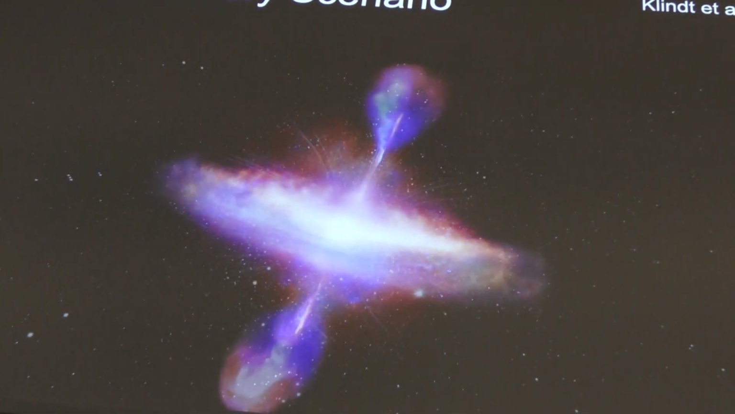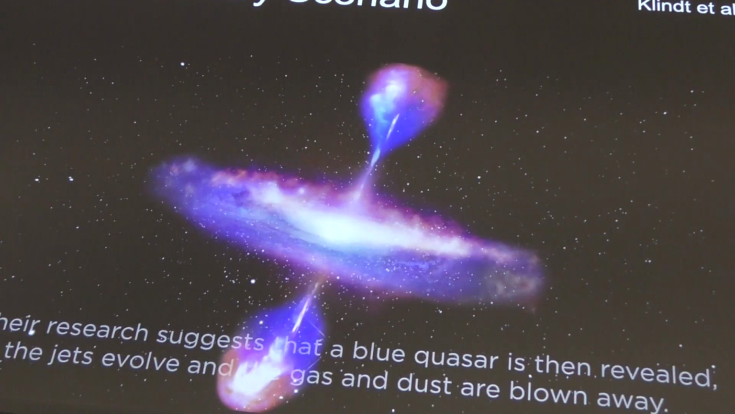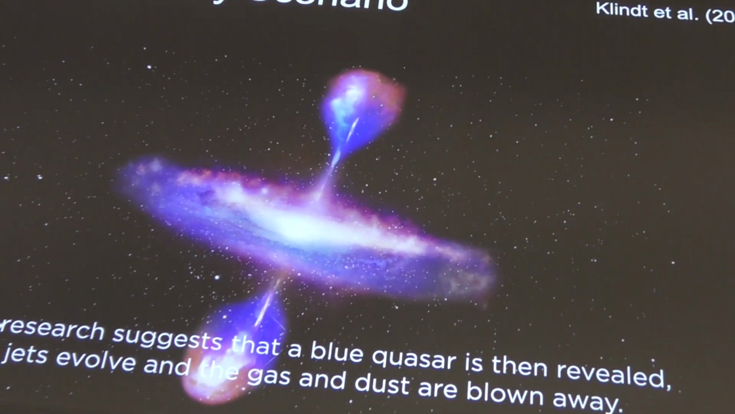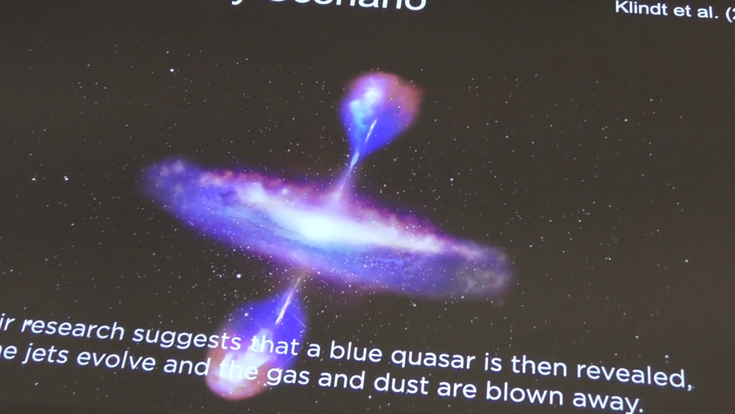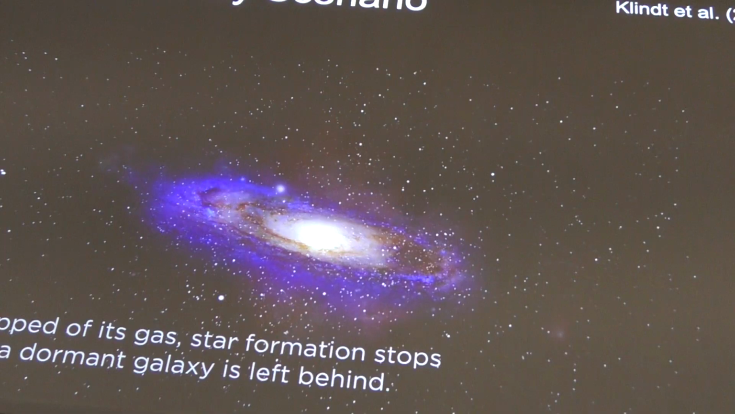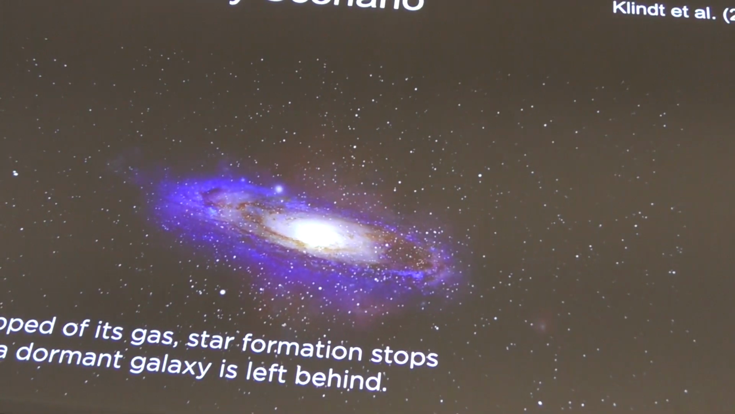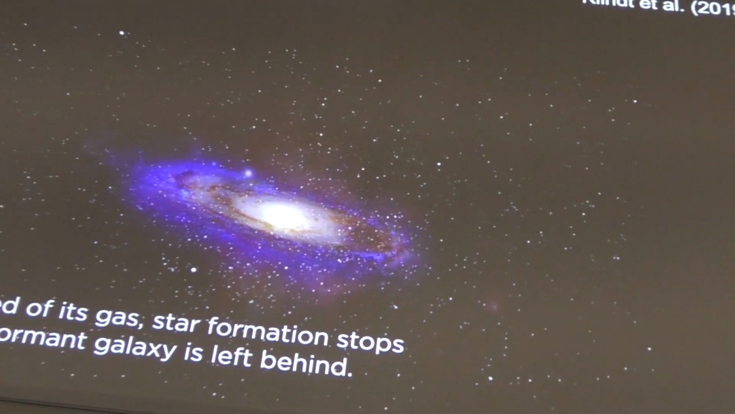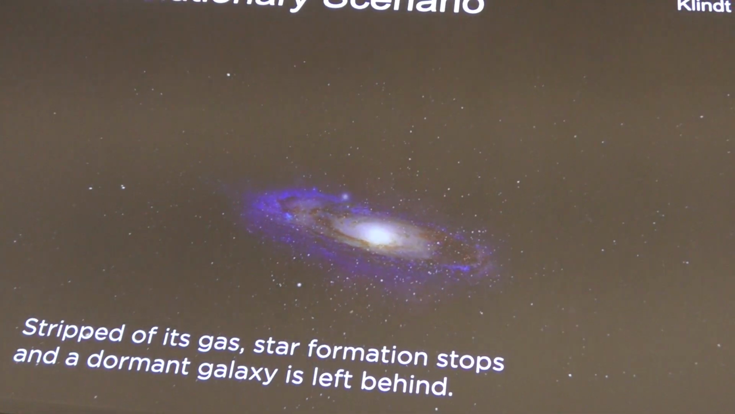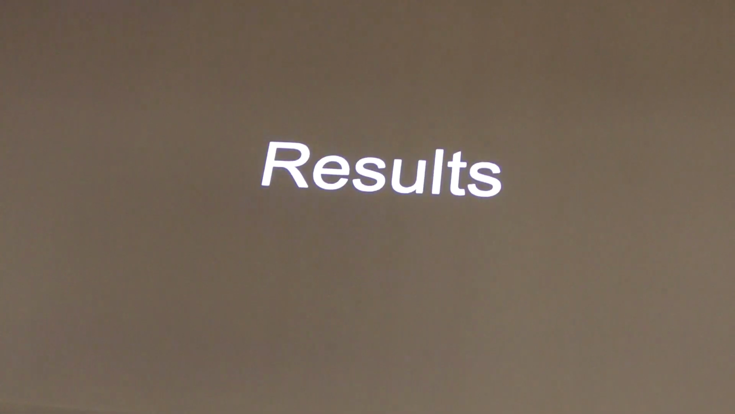So there's just a lot of dust in the galaxy. And then through jets or winds, you blow away the surrounding dust and gas, and you're left with a typical blue quasar. And then maybe eventually your blue quasar, the centre will run out of material to feed the black hole, and then it will turn off and become a dormant galaxy.